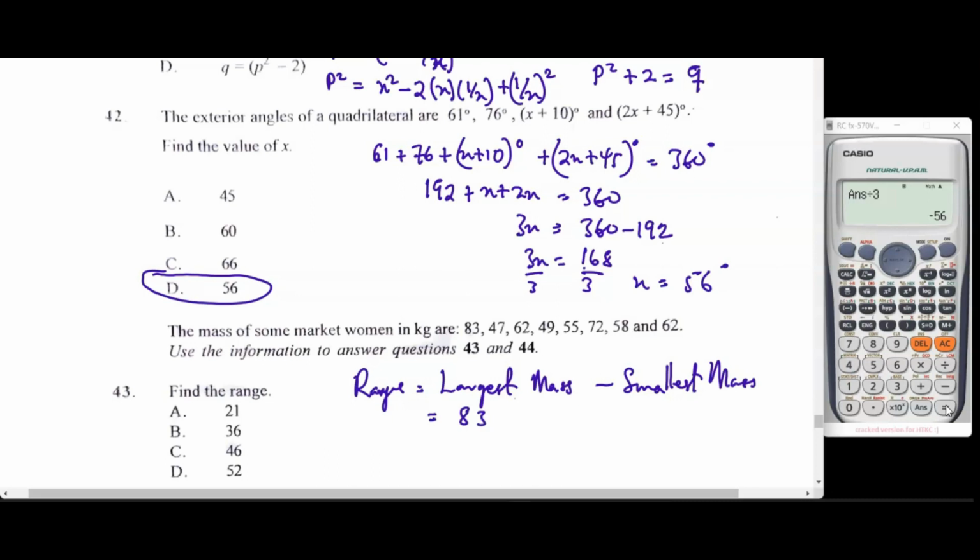The largest mass among them is 83, and I believe you can also see that. And then minus the smallest mass among them, which is 47. So let's take the difference. 83 minus 47 gives us an answer of 36 kg. So that is the range, 36 kg, which is B.